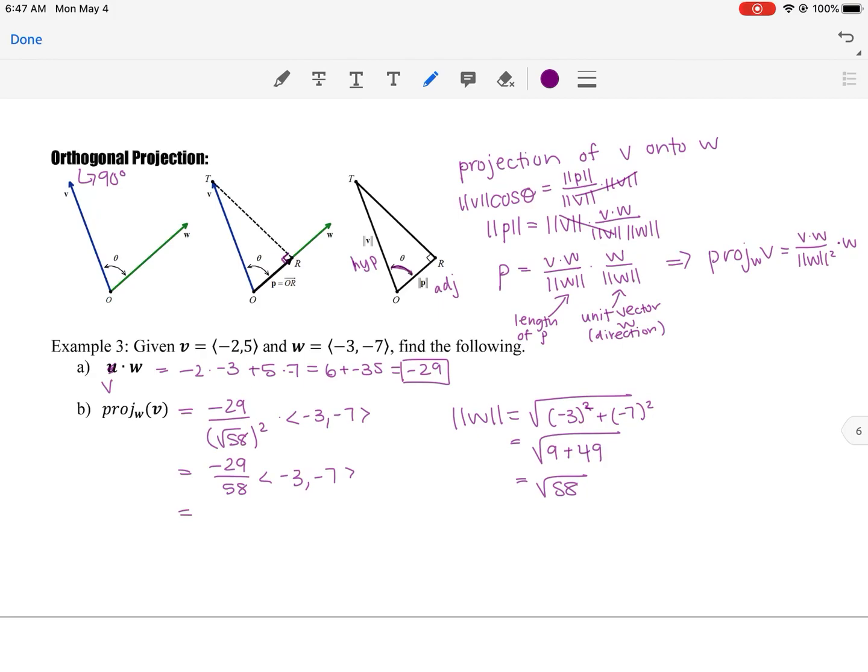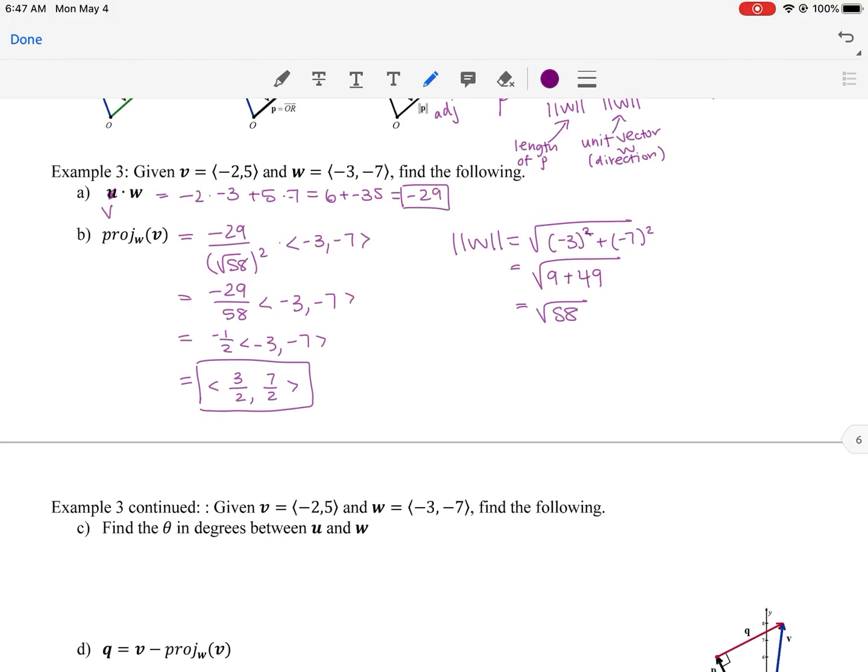This out front, if I simplify it, may be easier to do first, is -1/2 times -3, -7. So then when you multiply it through, you get a positive 3/2 and a positive 7/2. So remember that gives you a vector, right, both length and direction.